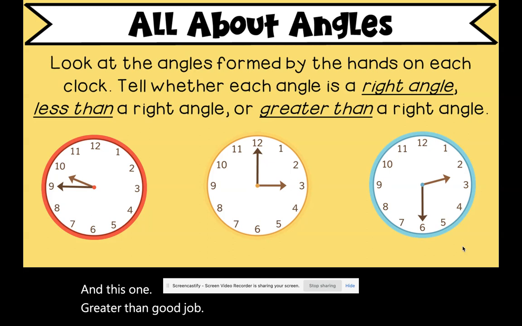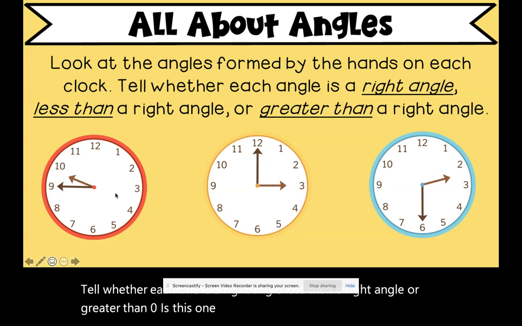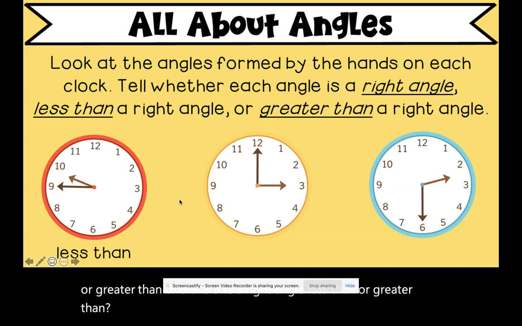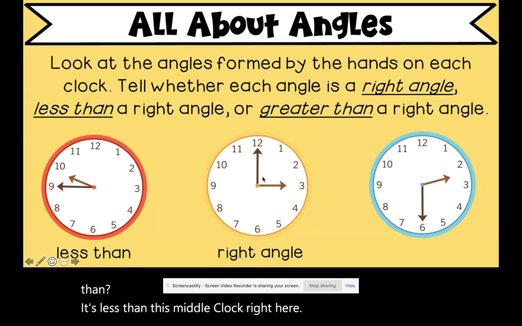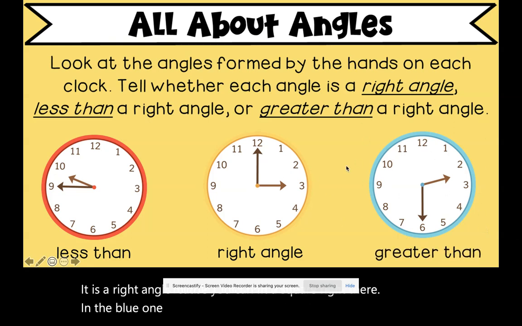All right, let's look at the angles formed by the hands on each clock. Tell whether each one is a right angle, less than a right angle, or greater than. So is this one a right angle, less than, or greater than? It's less than. This middle clock right here, it is a right angle because you can fit a square right there. And the blue one is greater than.